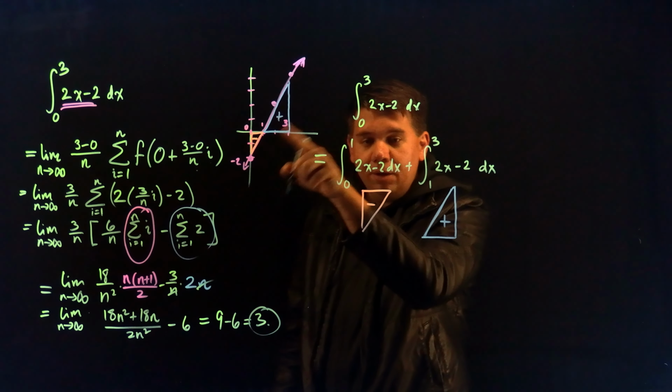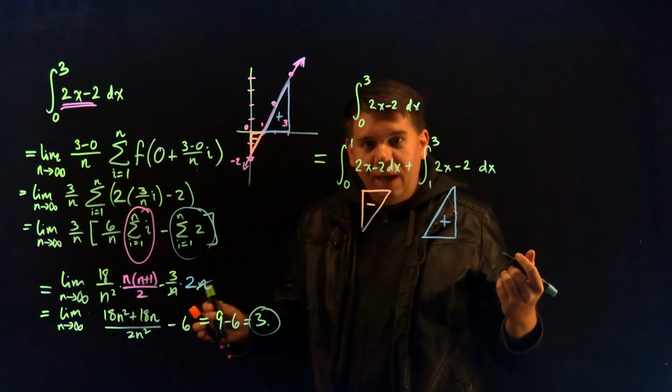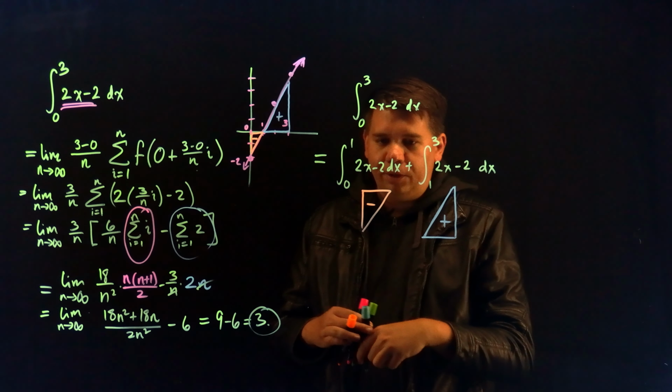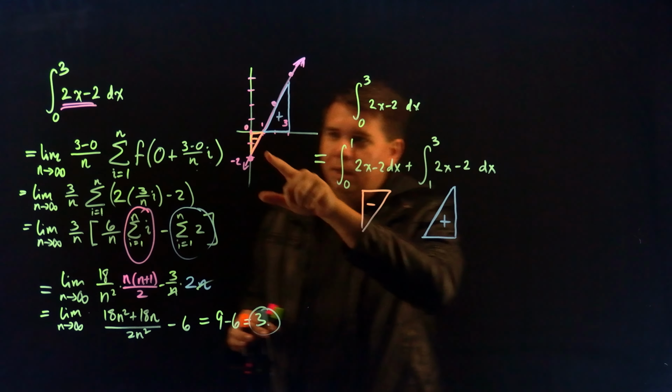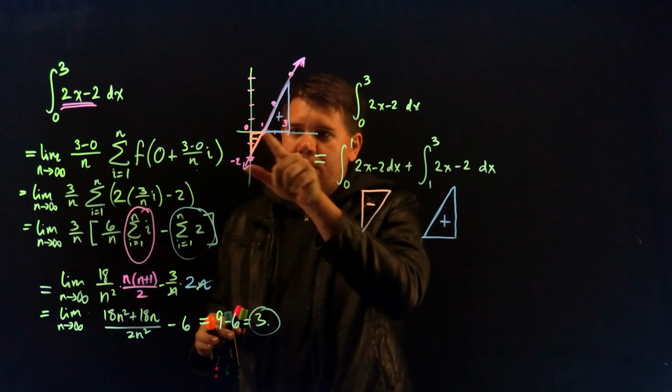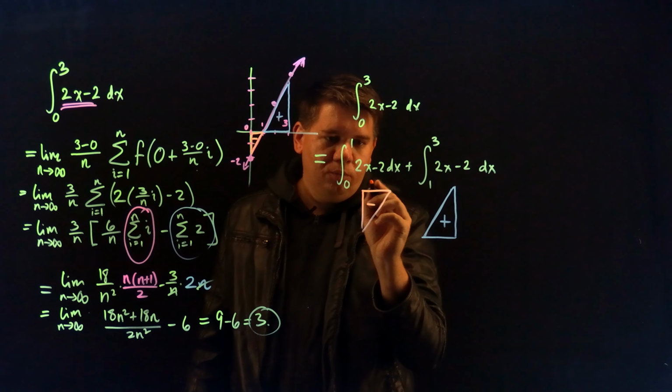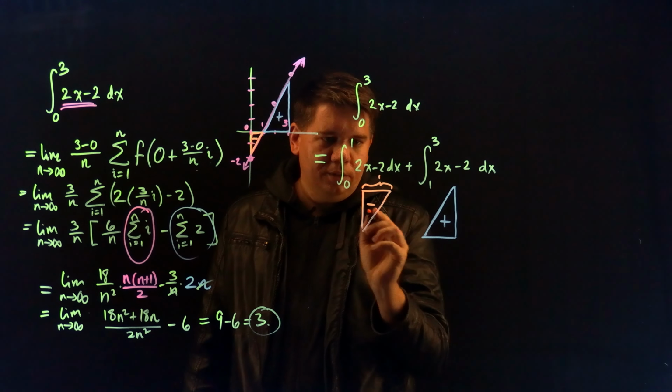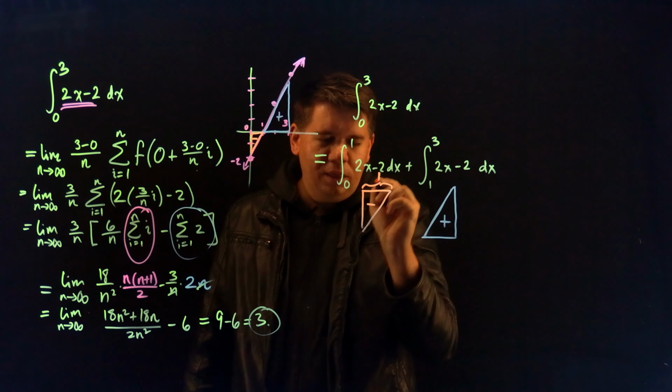And these are just triangles. So we can actually find these areas using good old-fashioned geometry, right? Like, how big is this triangle? In this case, from x equals 0 to 1, the width would be 1, because you're just going from 0 to 1. So the width is 1.